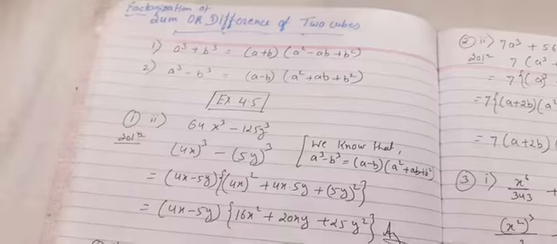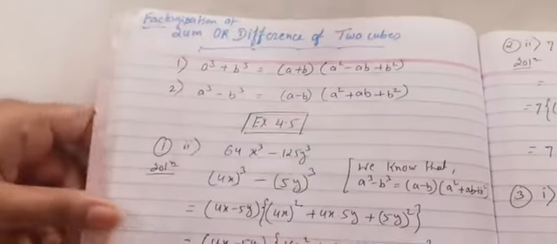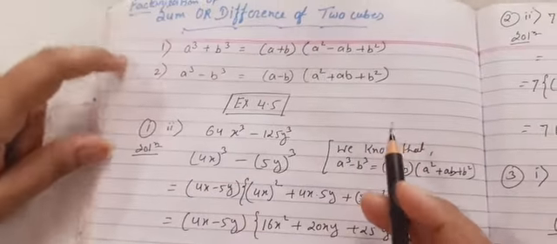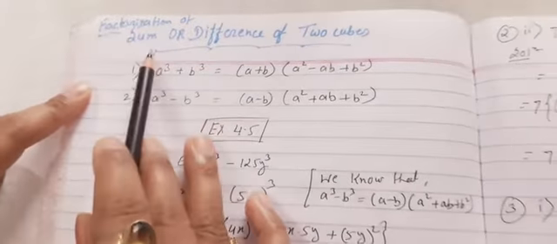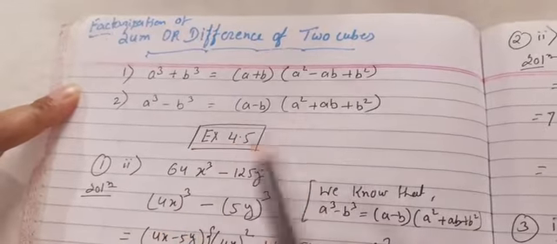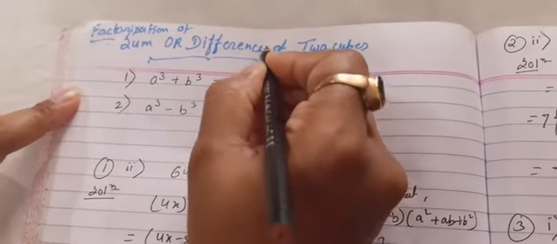Welcome everyone. I'm going to start exercise 4.5, and this is the last exercise of the factorization chapter. This exercise is completely based on this method, that is, factorization of sum or differences of two cubes.